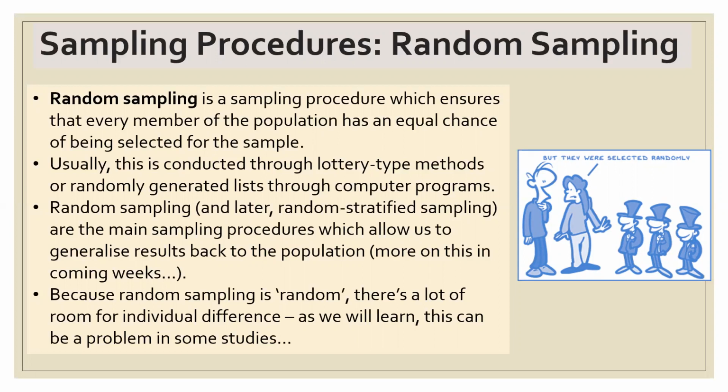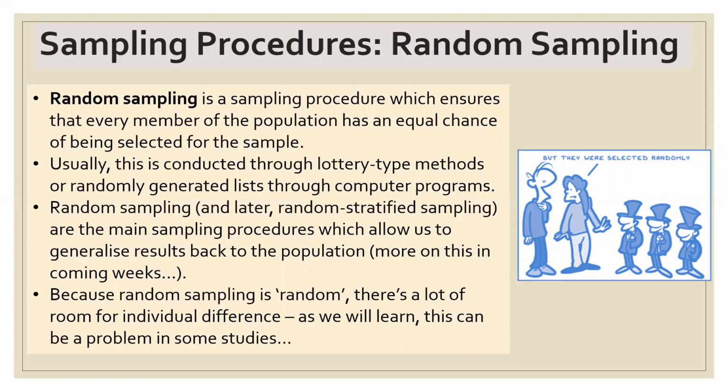Now, obviously, when you've got small amounts of people, like 20 or 30 or 40 people, we can easily put their names in a box and take them out. But when we've got bigger groups of people, like the population of Australia, the population of Victoria, or you've got hundreds of people, it's a lot easier to just run the names through a computer program, which will then randomly generate a list of people for you.